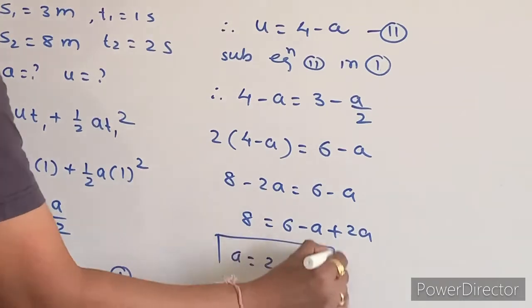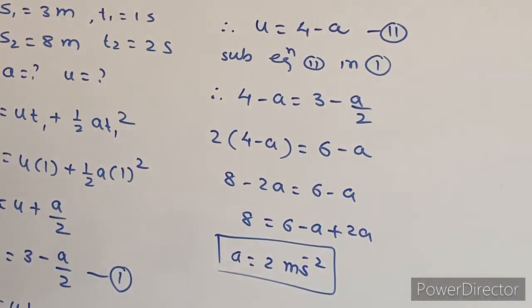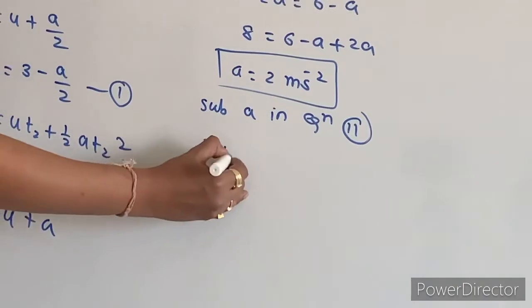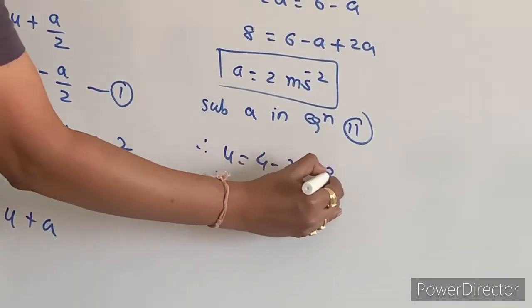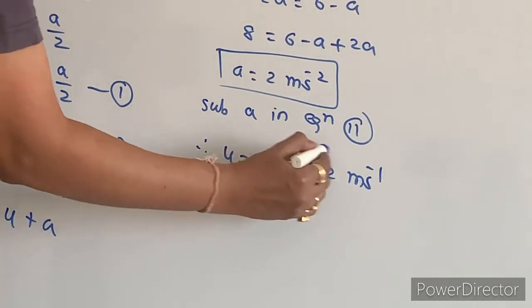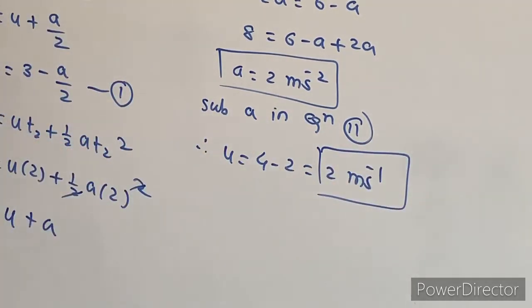Now I will substitute this value of a in equation 2. So u is equal to 4 minus 2, which is 2 meter per second. So the initial velocity will be 2 meter per second and the acceleration is also equal to 2 meter per second square. This is about the 12th. Now check the 13th one. What is given in the 13th?